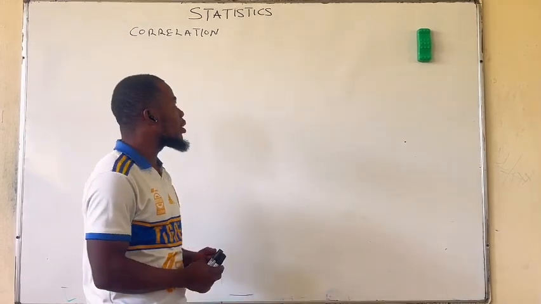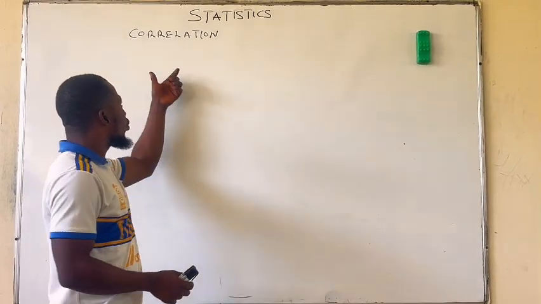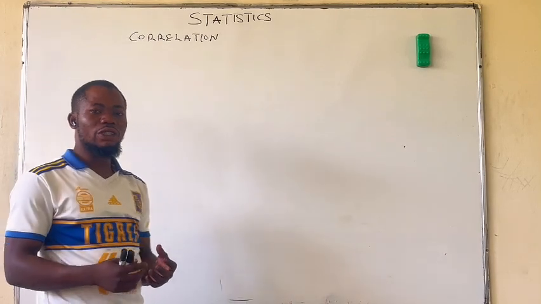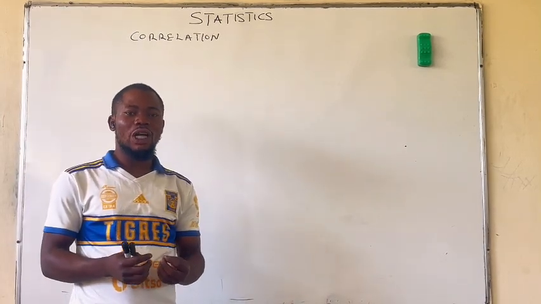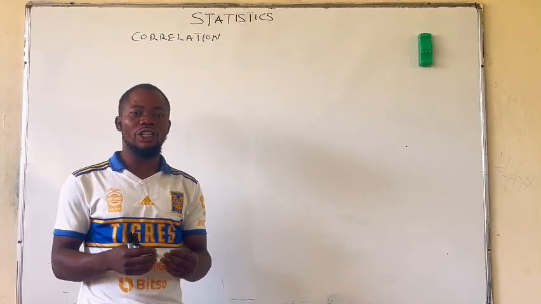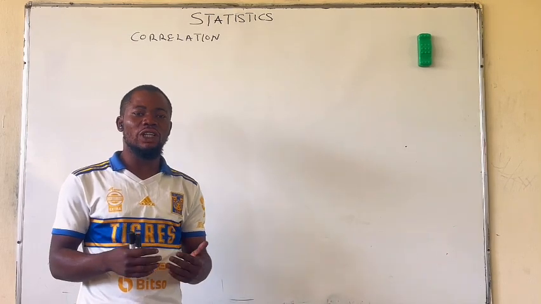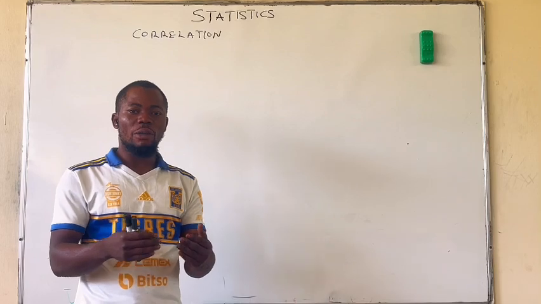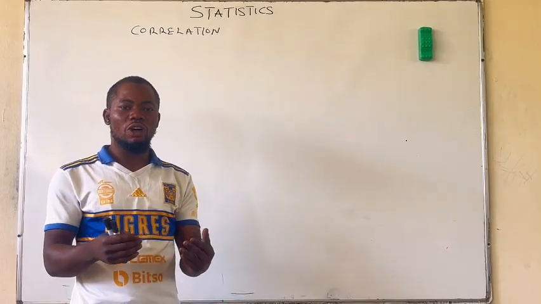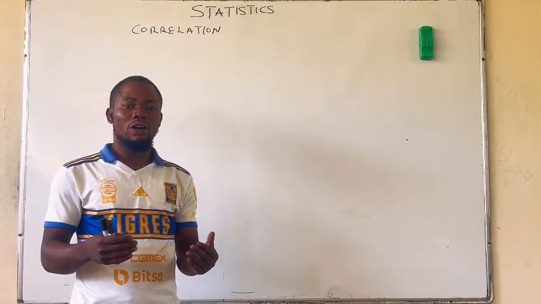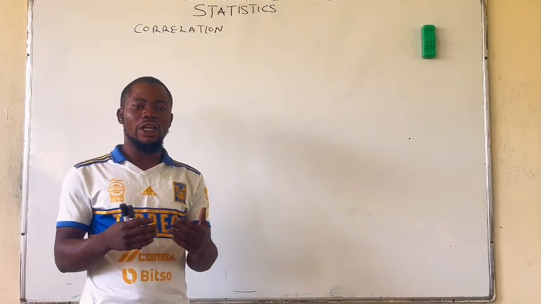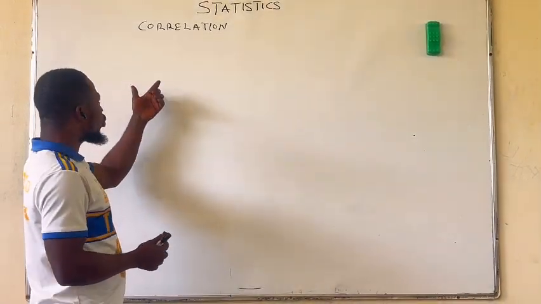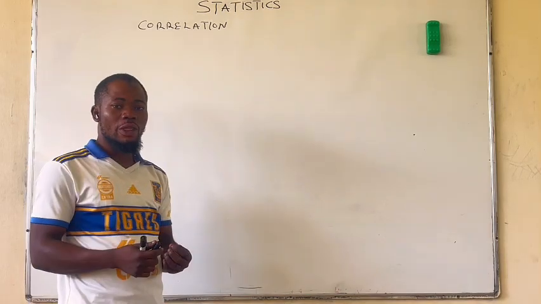In today's class, we'll be looking at correlation under statistics. Correlation is just a statistical method that will allow us to know the nature of the relationship that occurs between given variables. Either the relationship is strong, or a perfect positive relationship, or the relationship is weak, or a perfect negative relationship.